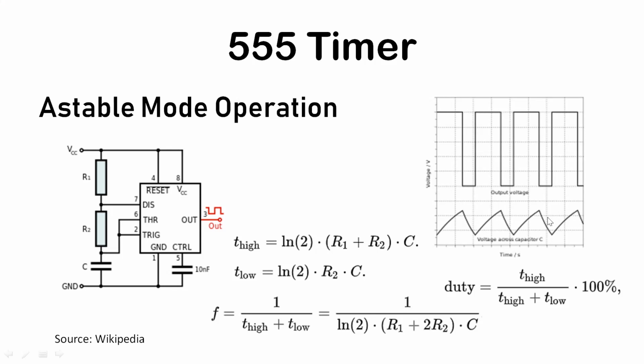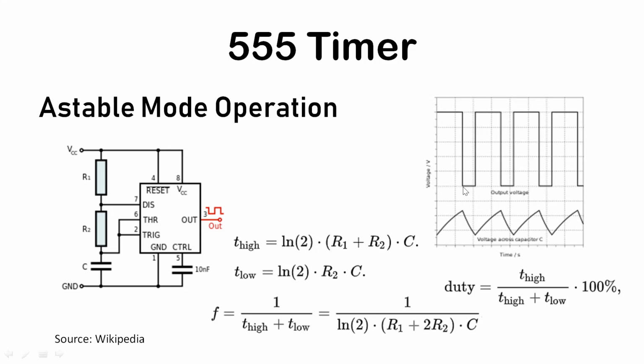So this waveform is basically what you get if you connect an oscilloscope across the capacitor, and this output voltage pulse is taken from pin number 3. Mathematically, we can derive the expression for the on time, T on, that is how long this output stays high. It is given by ln2 (R1 plus R2) into C, so it is around 0.693 into (R1 plus R2) into C.